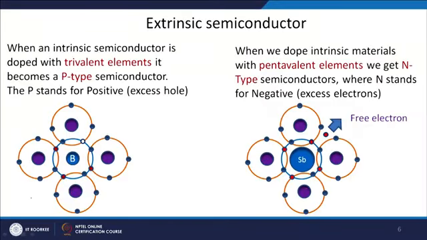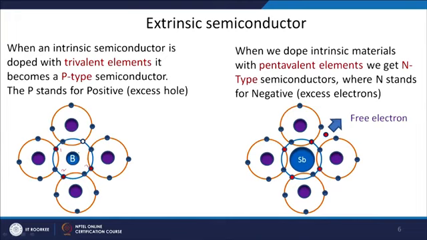What do we mean by trivalent element? These are the elements which have 3 electrons in the outer shell, okay. For example, boron here is shown in the center. I have shown its electrons by this red color. So, you have 1, 2 and 3 electrons in the valence shell of the boron, okay. So, these are the 3 valence electrons. So, this is a trivalent element, which has 3 electrons in the outer shell.